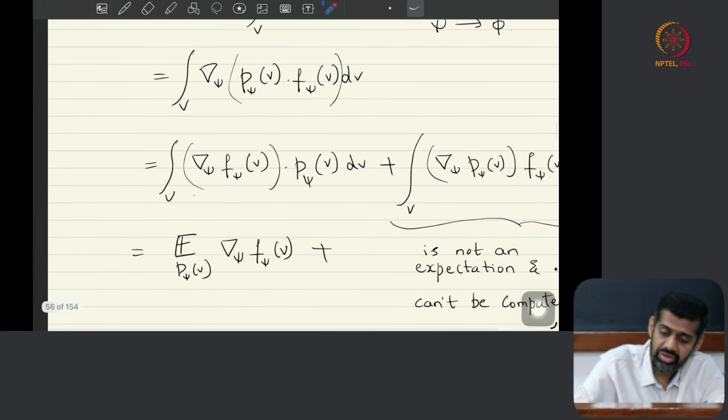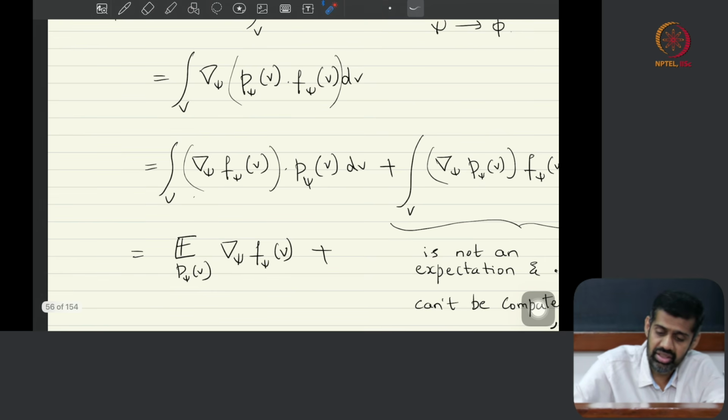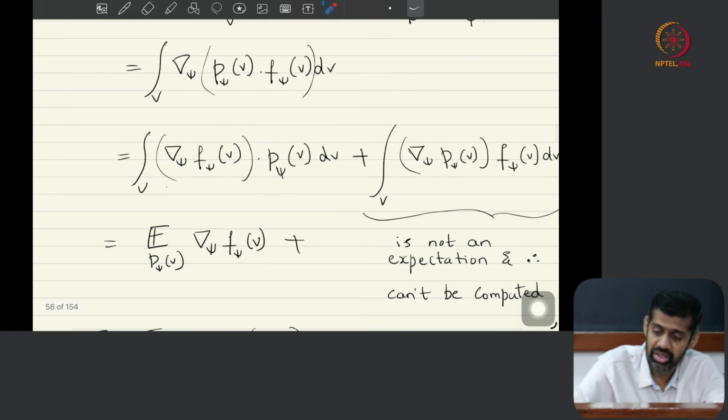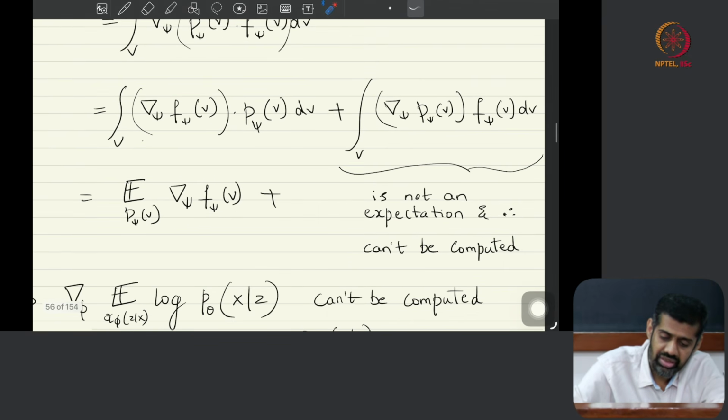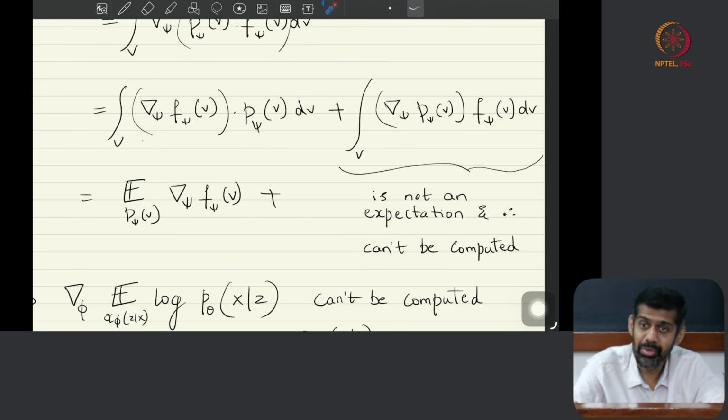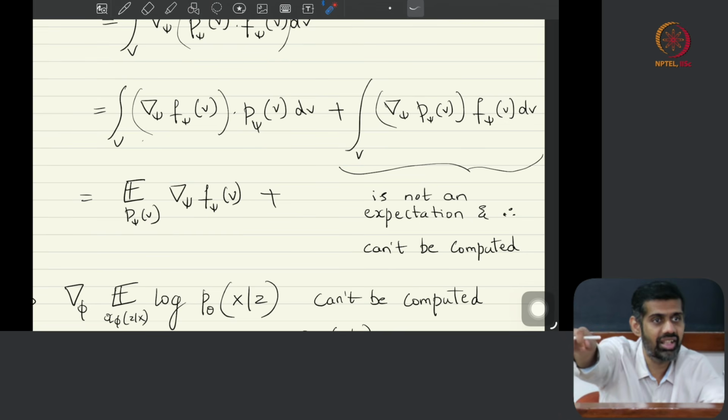So, what does the product rule of calculus tell you? That if you have two functions and you want the gradient of the product, just write the gradient of the first function times the second, plus the integral of the gradient of the second function times the first. Now, look at this first term. What is this first term? It is the expectation of the gradient of this function with respect to p_psi. We know how to compute it, because the moment we have expectations, we can invoke the law of large numbers and use sample estimates to do that.